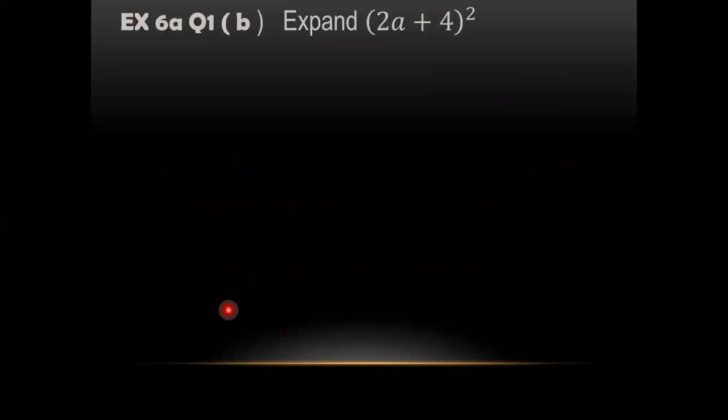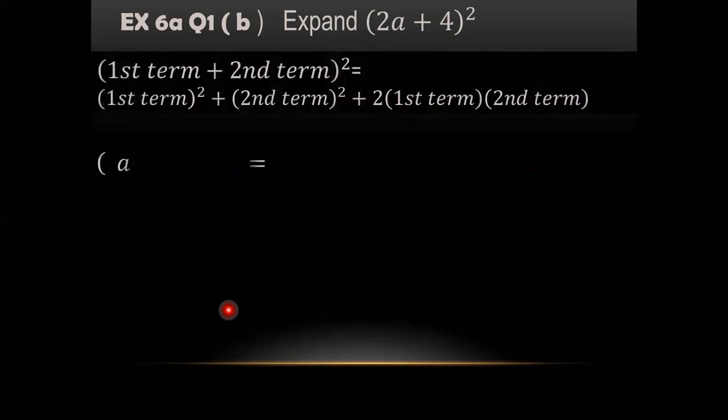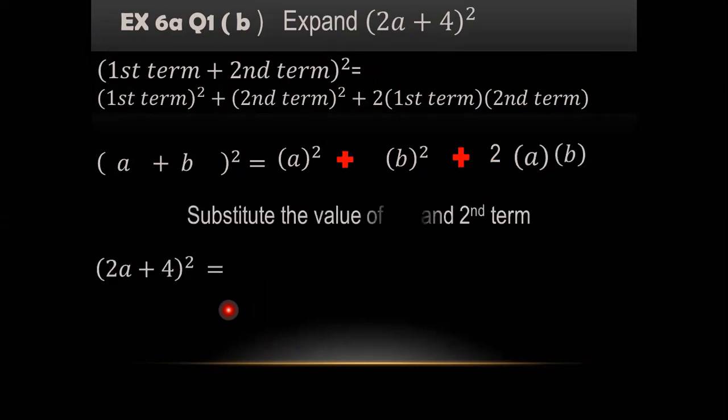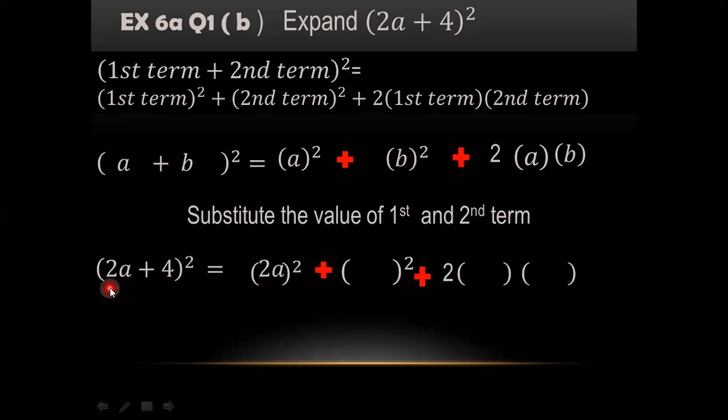Expand 2a plus 4 whole square. So we will be writing down the formula. A plus b whole square is equal to a square plus b square plus 2ab. And our question is 2a plus 4 whole square. We will substitute the value of the first and the second term. We will write down the blank slots first, and then we will fill the values by the respective value of the first term and the second term. First term is 2a, and here the second term is 4. Here the first term is 2a, and here the second term is 4.